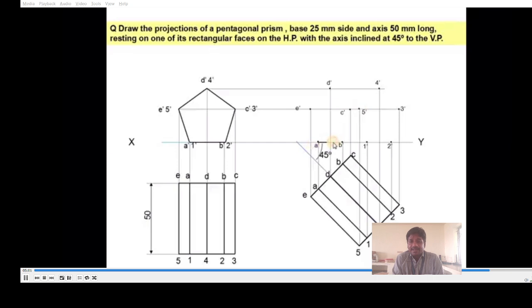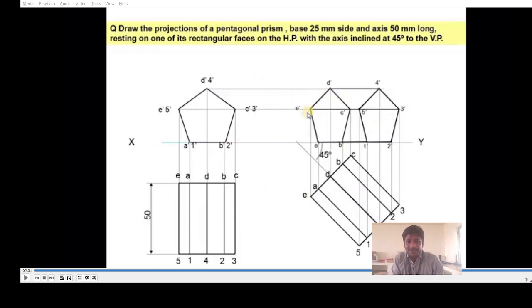Now join A dash B dash, B dash C dash, C dash D dash, D dash E dash and E dash A dash. Similarly, join 1, 2, 2, 3, 3, 4, 4, 5 dash and 1 dash. And this is the second pentagon. Now you have joined all the side points: C dash, D dash and 4 dash. Similarly 5 dash. So all the points have been joined.